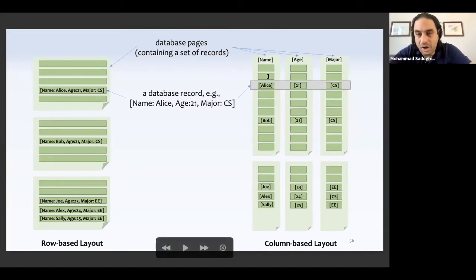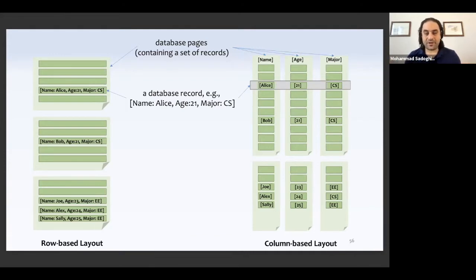What's interesting in the column-based layout is that if you start from the top, the third entry of every column corresponds to the same record. So the third entry is Alice, the third entry of age is 21, and the third entry of major is computer science. In the row-based layout, the third entry of the first page contains the entire record. So those are the two basic fundamental ways of storing the data. You could have it row-based, or you could have it column-based.